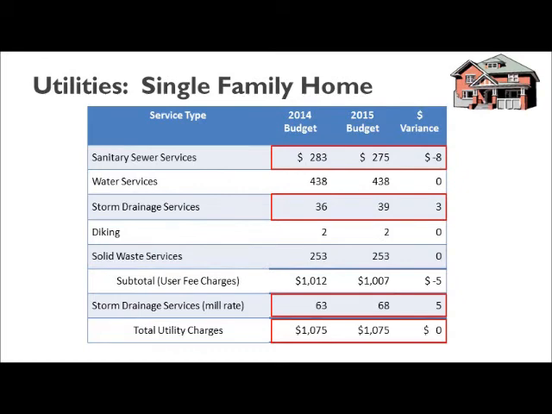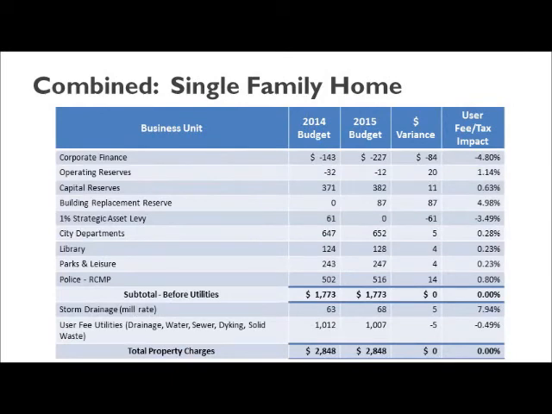Offsetting the storm drainage increase is a reduction of $8 to the sewer services that can be attributed primarily to new growth and reduced budgets for lift station and line maintenance to match 3-year average actual costs. This slide provides you with the combined 2015 tax and utilities for the average assessed single-family home, as well as the amount that is included in your tax bill for each business unit or department, as shown on the left of the table. The bottom line for an average assessed single-family home for all municipal property charges, including utilities, is proposed to be $2,848 in 2015, a zero increase over 2014.